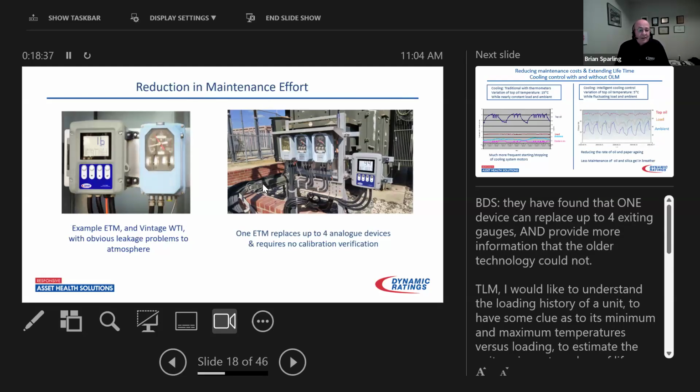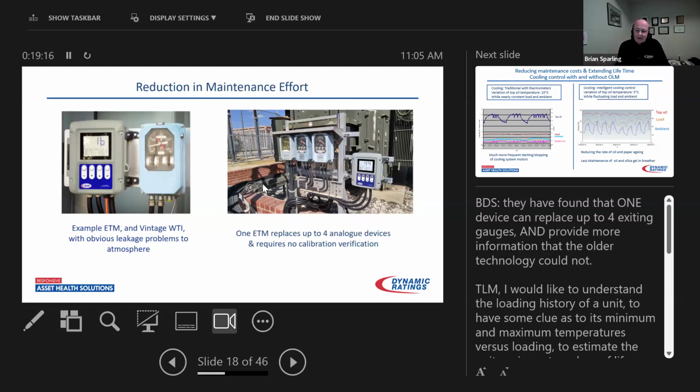So it's an electronic temperature monitor. You see the one on the left is produced by Dynamic Ratings. It is in a cast aluminum enclosure, NEMA 6P I should say. And you can see on the right-hand side the traditional one, and there's moisture on the inside of the glass. That's an indication that moisture is inside, and it's only a matter of time before it begins to corrode the inside of that, and it will eventually seize up.